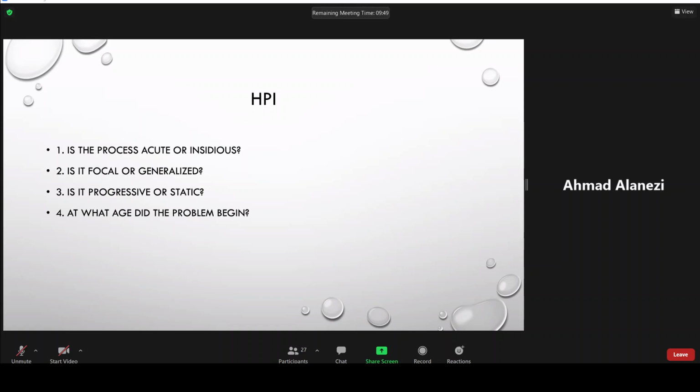So this is the thought process of how we think about problems in neurology. The course itself gives you a hint about the diagnosis or the disease process. And then, are we dealing with something focal or generalized? Is it progressive or static? It's very important.